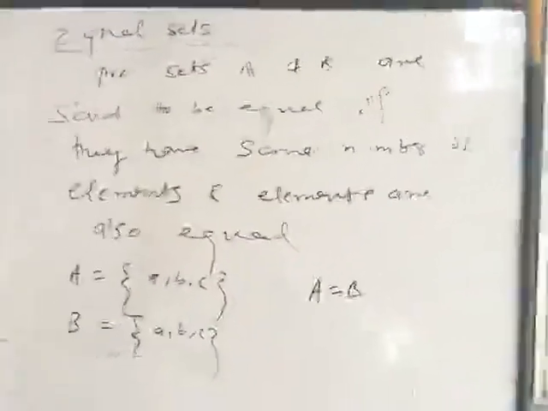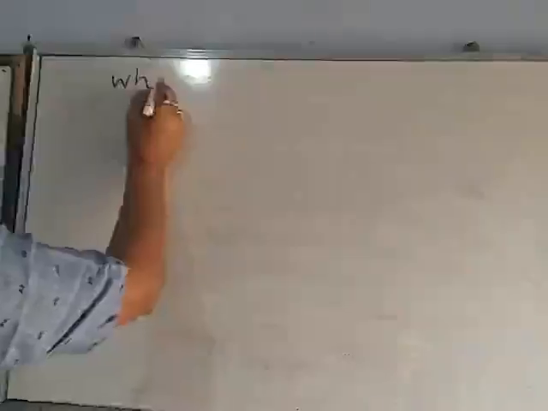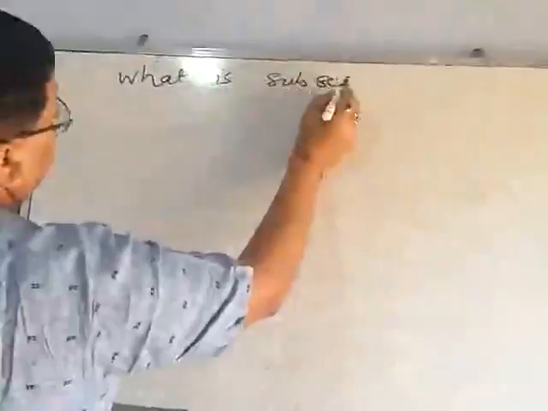So equal sets are completed. Now we come to subsets. What is a subset?